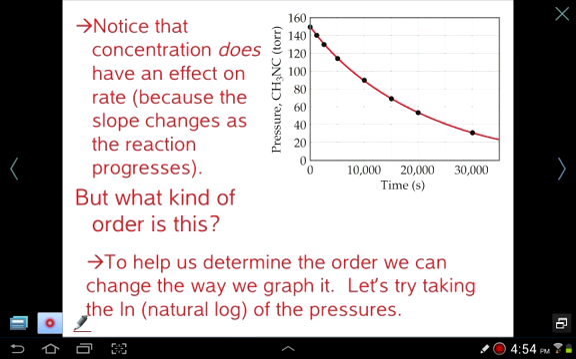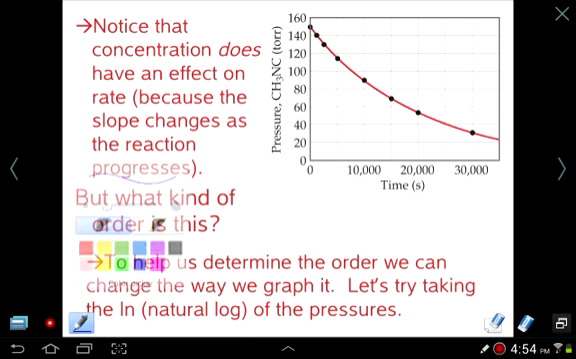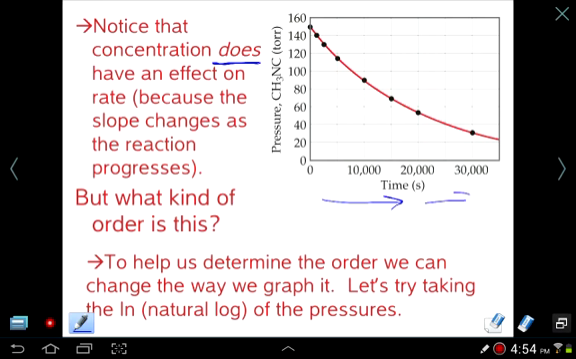Now, the way we're going to get the rate laws is, if you take a look, we can determine that the concentration does have an effect on the rate. And the reason we know it does is because the slope changes throughout. We know that as the reaction proceeds, the concentration decreases. The reactants are constantly being used up, so you have less and less reactants as time goes on.